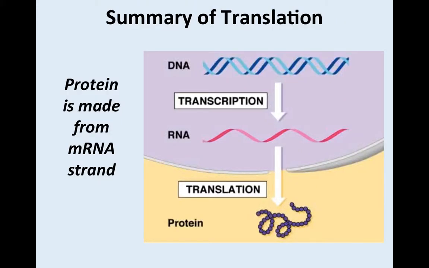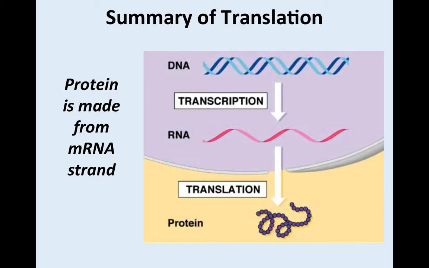All right, so the summary of translation, what is happening, if you guys could just simply put down, this is where we are actually going to make our protein, okay? Where do we get the protein from? We actually get it from messenger RNA. So that's the whole point of making messenger RNA, all right? So the whole summary of translation is to make a protein from messenger RNA, okay?